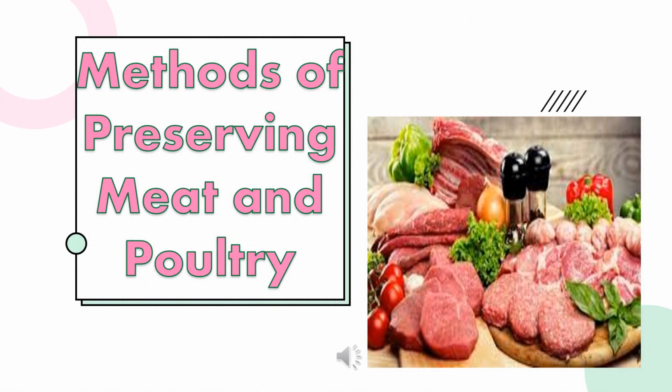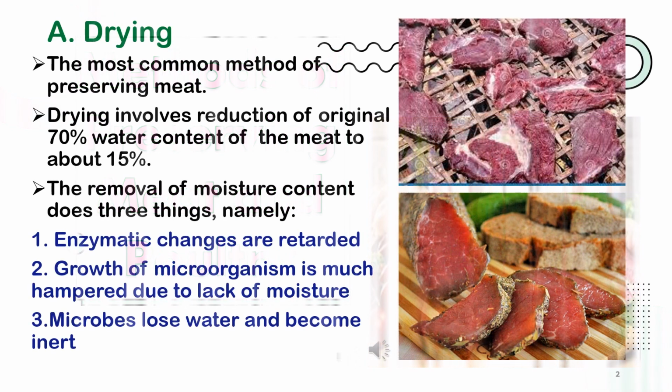Methods of preserving meat and poultry. A. Drying. The most common method of preserving meat. Drying involves reduction of the original 70% water content of the meat to about 15%.